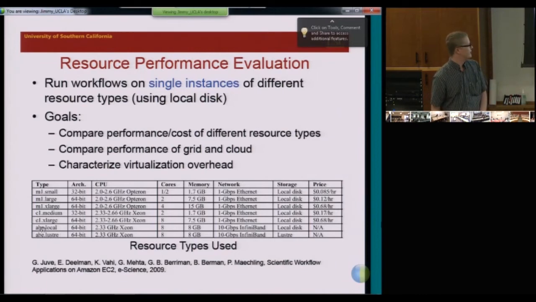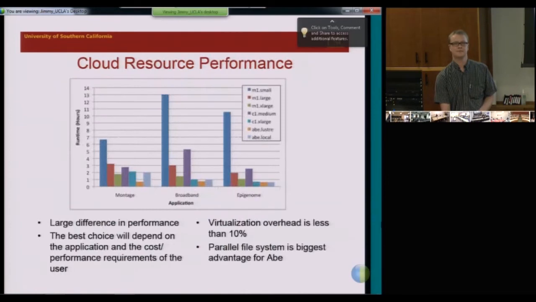The last two are grid resources. This is Abe, a cluster at NCSA. And there are two configurations, even though there's one cluster, because one of them uses a Lustre parallel file system and one of them uses a local disk. The reason we chose Abe is because its resource type, its CPU and memory and everything, was very similar to the C1.xlarge instance type on Amazon. So we wanted to compare and see how those two compare.